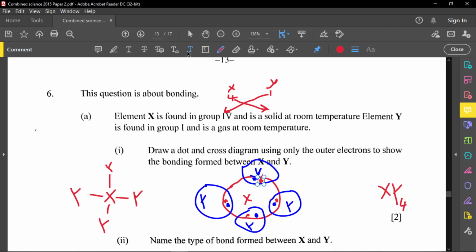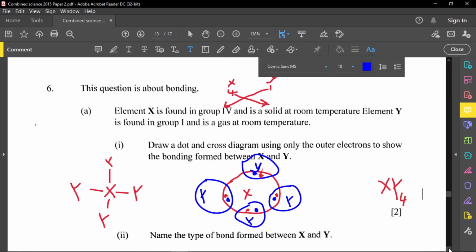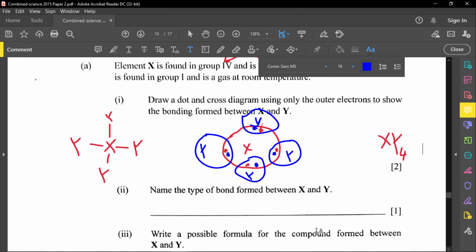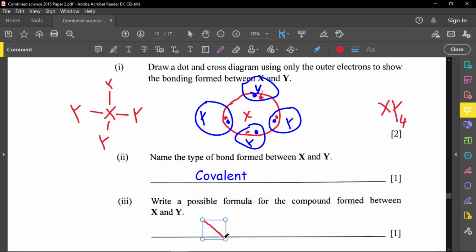All right, so great. Now let's jump to the next part of the question. It reads: name the type of bond formed between X and Y. Again, this is covalent bond, because group 4 elements form covalent bonds. Okay, it's covalent bond. And it said now write a possible formula for the compound formed between X and Y. And so it is right here, X Y4. The formula there is X Y4. So that is our formula.